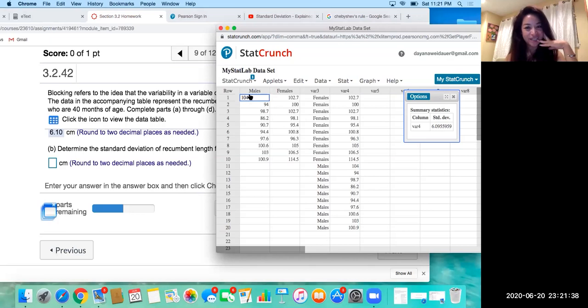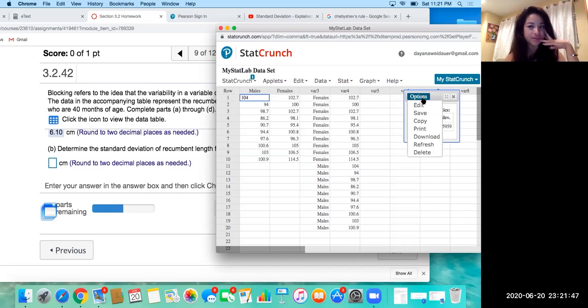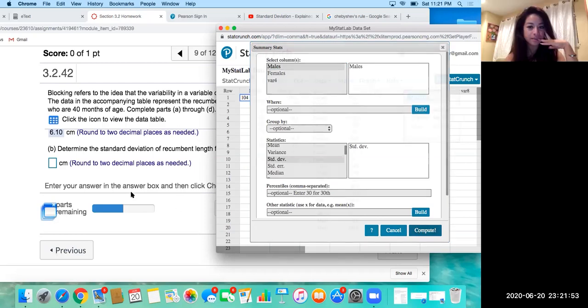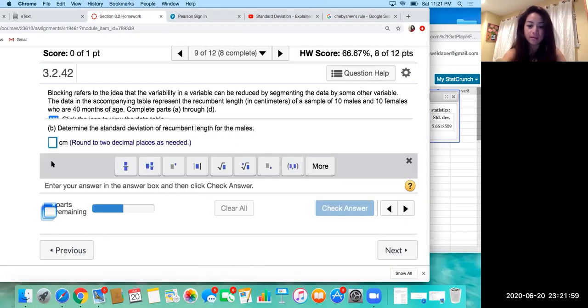Okay, so determine the standard deviation of the recumbent length for the males. Well, so I can just do it, it's asking for the males. Yeah. So just go to options now, I was going to edit. Yeah, it'll probably work now if you change it to the males. Okay, so it's 5 points. So how many? 66? Yeah.